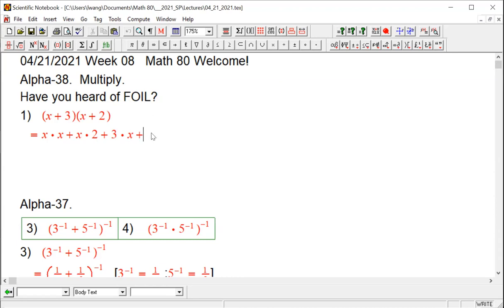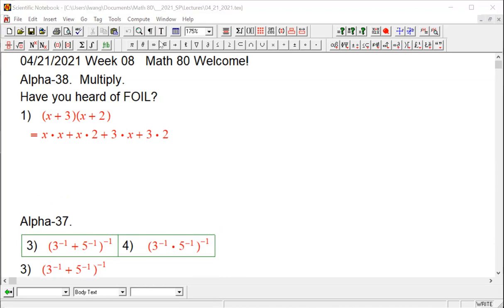And L is for last. Last times last. So 3 times 2. Okay. You usually don't need to show this step. But the next one you need to show, which is X times X, of course, is X squared. 2X plus 3X, right? There's a 2 times X and there's a 3 times X. That's going to make a 5X. And the last one is 6. Okay, so this is the FOIL.